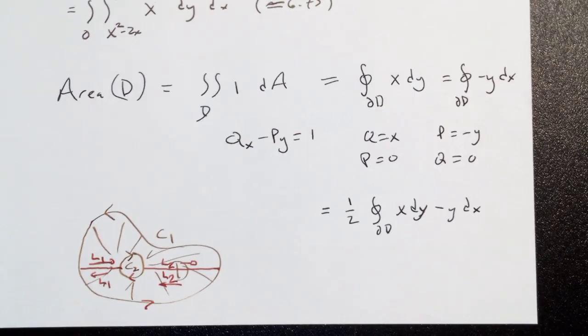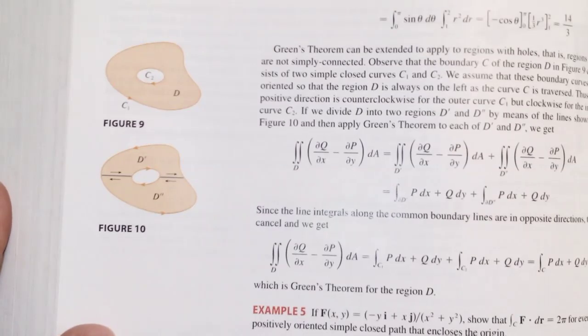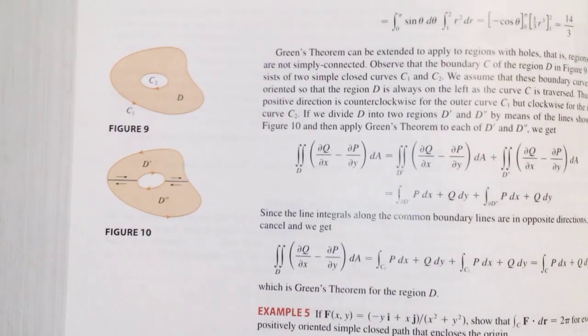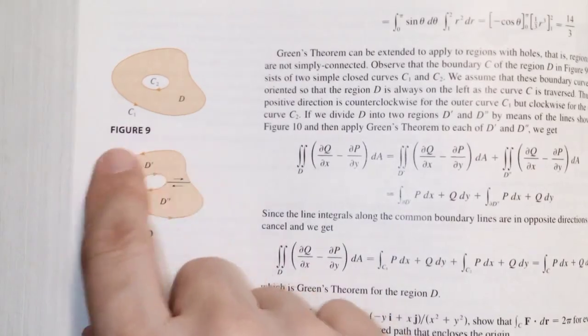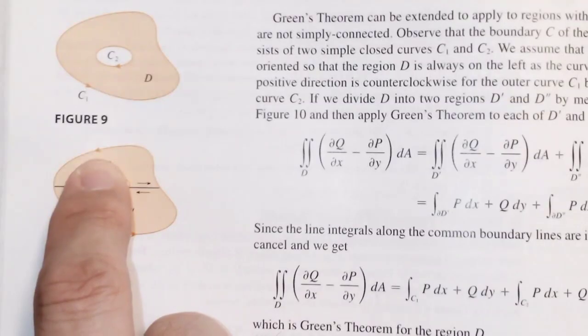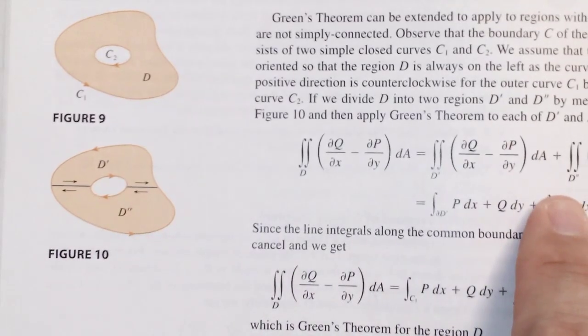You can extend Green's theorem to go around more curves. All you have to do is cancel appropriately. And then we do the integral this way. Notice the orientation. Counterclockwise on the outside, but clockwise on the inside. And then we just add the two results together.